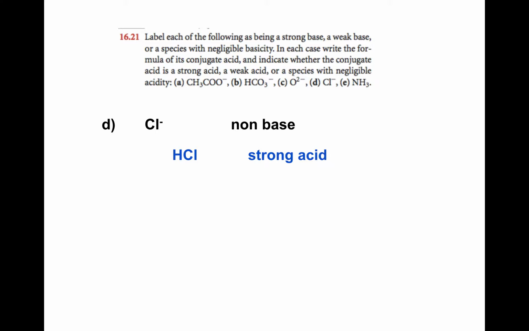Ammonia is a weak base. Since it's a weak base, it has a significant weak acid as a conjugate acid, ammonium ion.